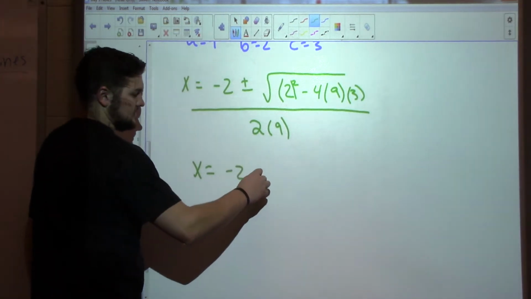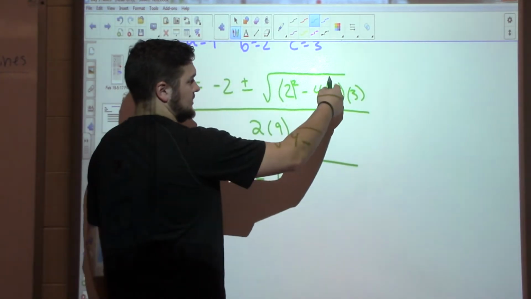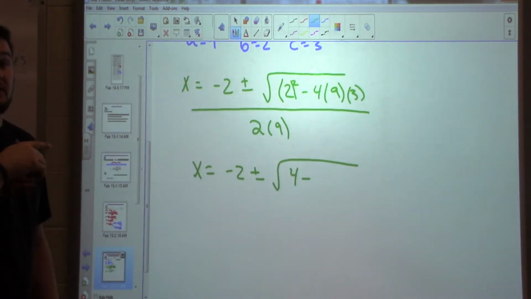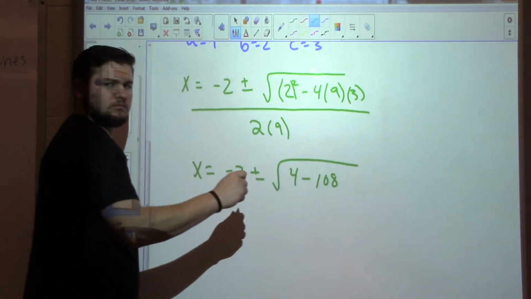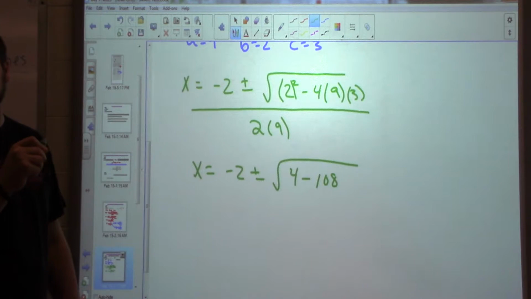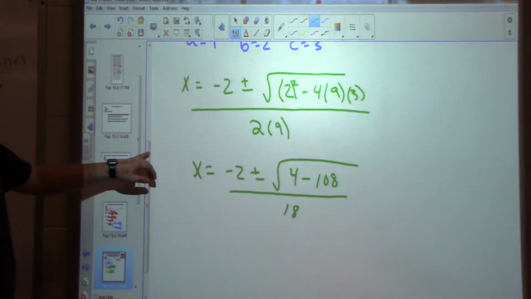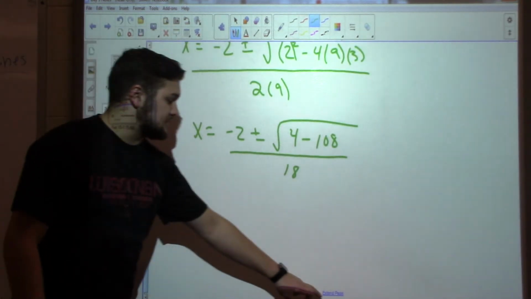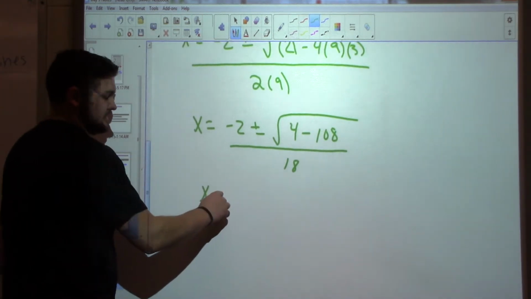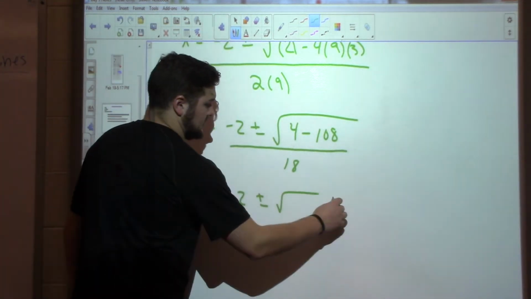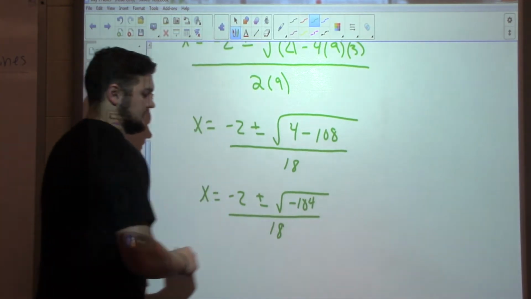X equals negative 2 plus or minus the square root of 4 minus 108, right? Over 18. Okay. So this one's going to come out to not a nice answer. Right? I'm going to get x equals negative 2 plus or minus the square root of negative 104 over 18.